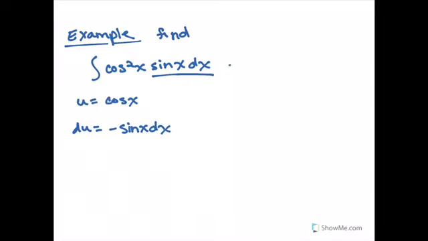So this is going to become negative u squared du. So I saw the sine x dx, but I still needed to divide both sides of this thing by a negative 1 and put a negative in my problem for it to work out. So would you rewrite?